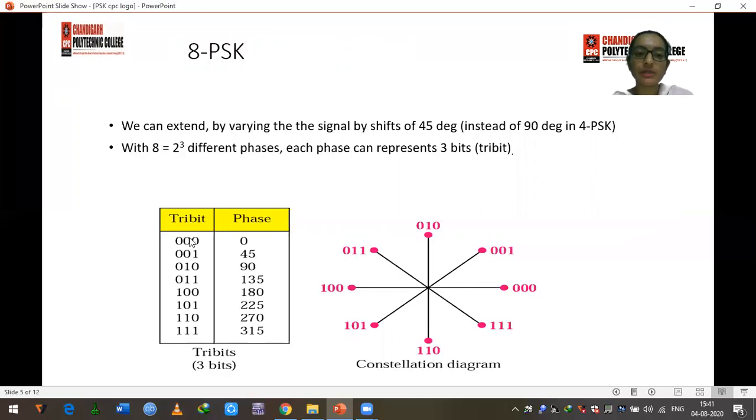So for the tribit, if the input is 000, the phase shift will be 0 degree. For 001, the phase shift will be 45. For 010, the phase shift will be 90. 011, the phase shift will be 135. 100, the phase shift will be 180. 101, it's 225. 110, it's 270. And 111, it's 315. And your constellation diagram is shown on your screen.